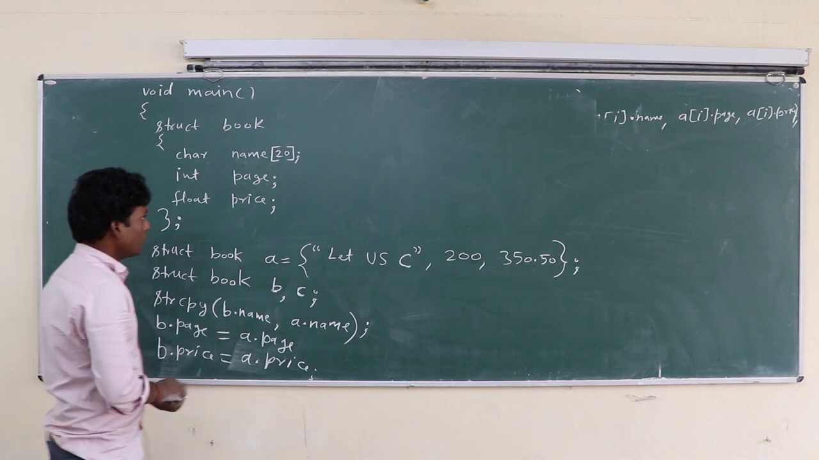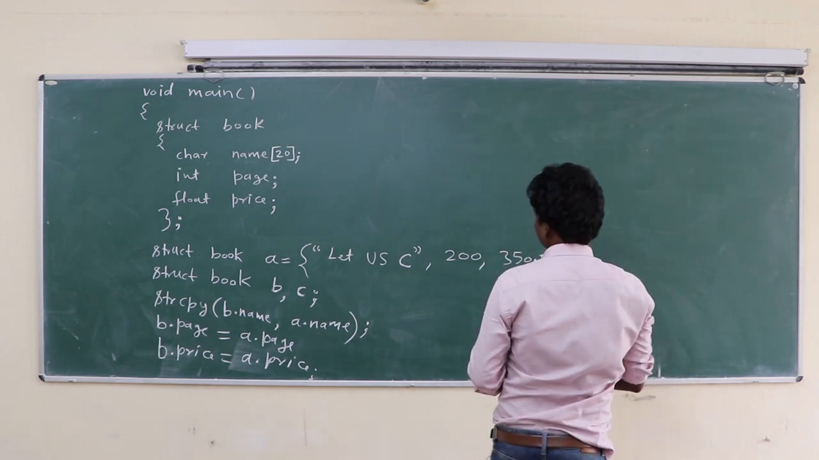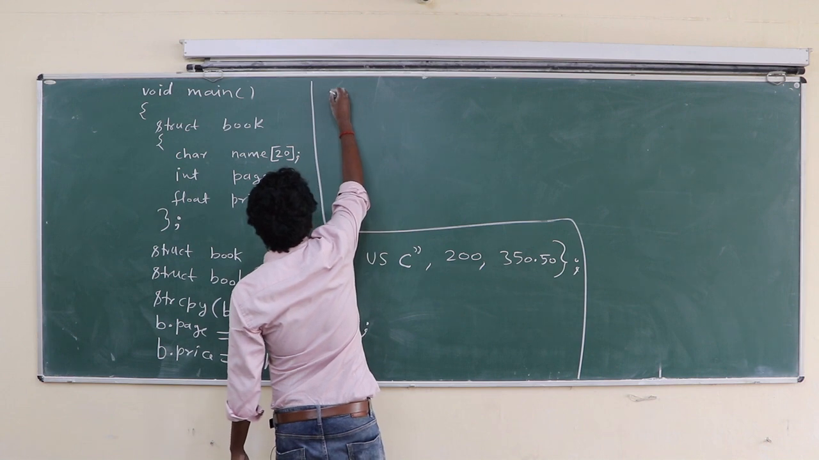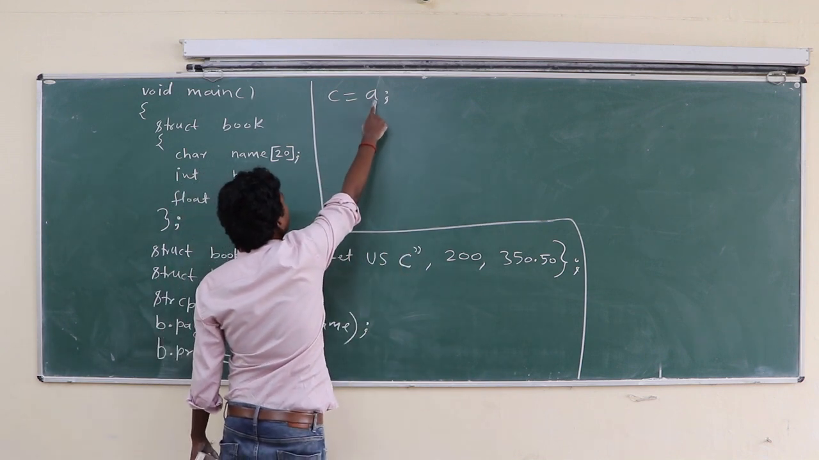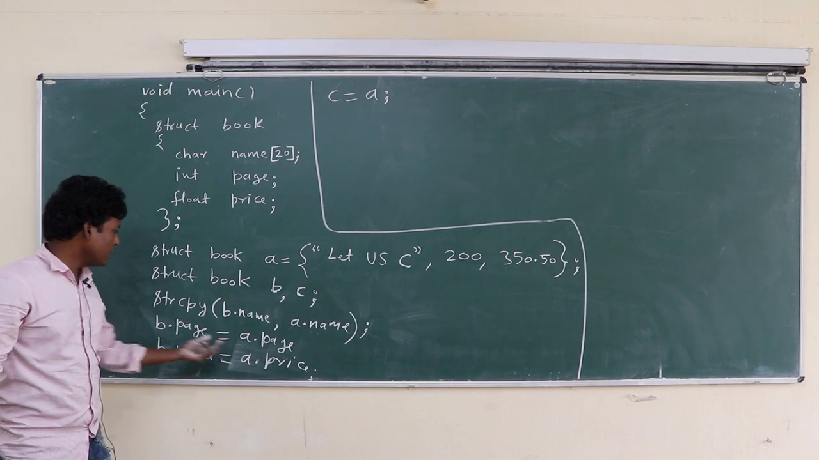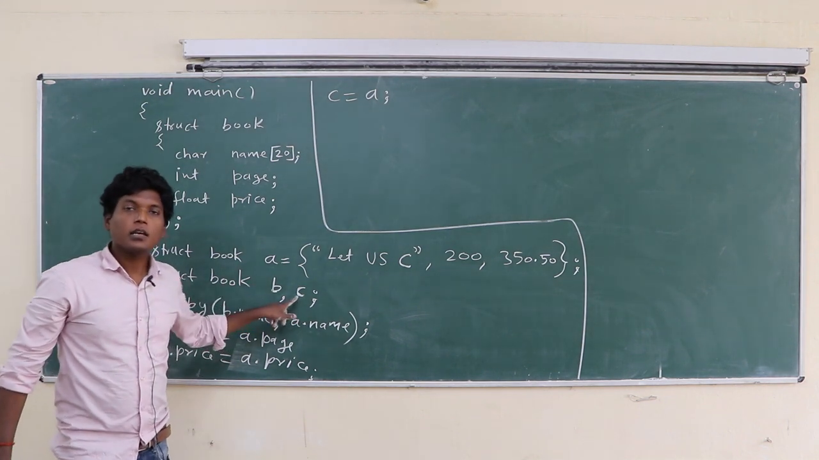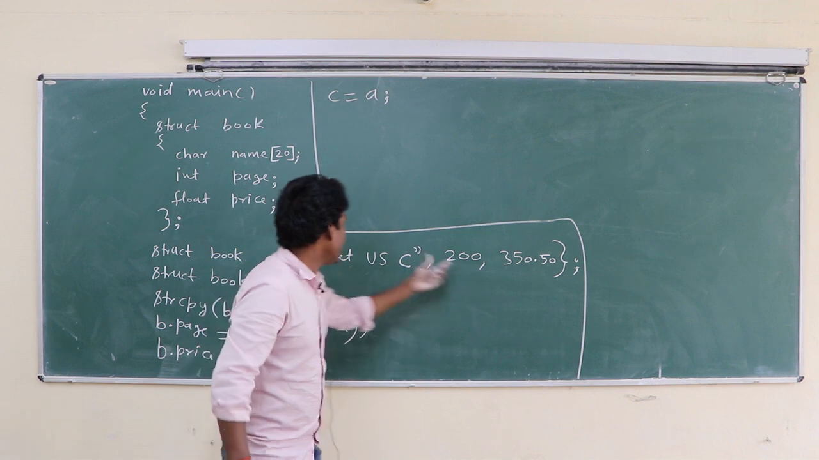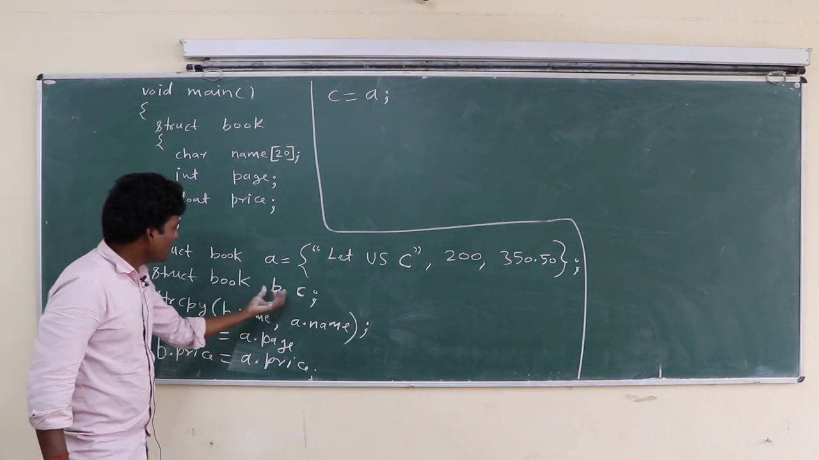Okay class, after this, another method is c equal to a. Directly, all things of A are copied into C. Here name is copied individually, page individually, and price of A is copied into B individually. B and C are both blank. Class, B and C are not initialized here, only A is initialized, and A has a book name, 200 as the book pages, and 350 as the book price. B and C are both blank, simply declared, not initialized.